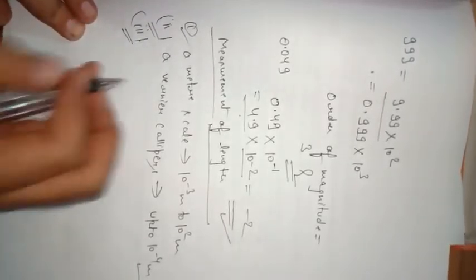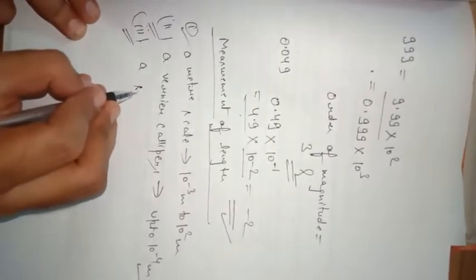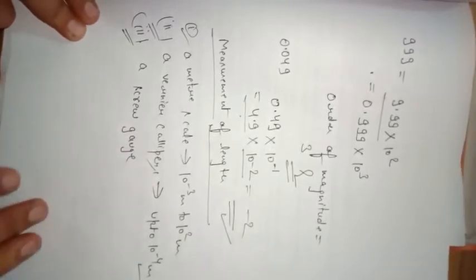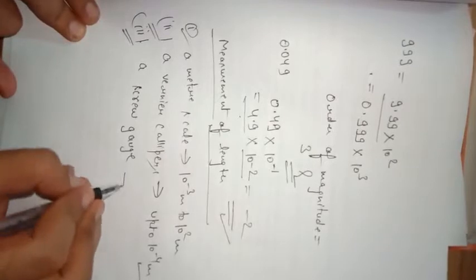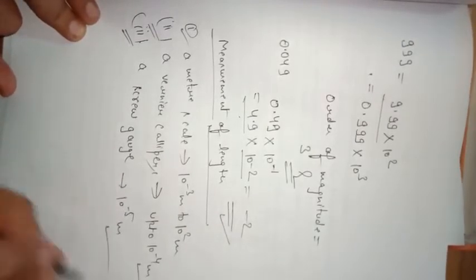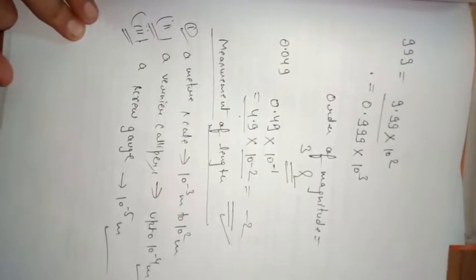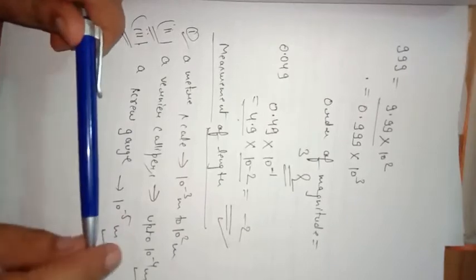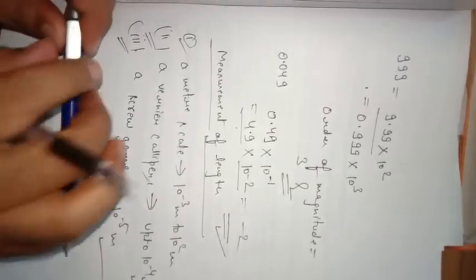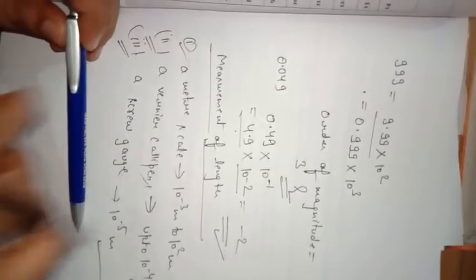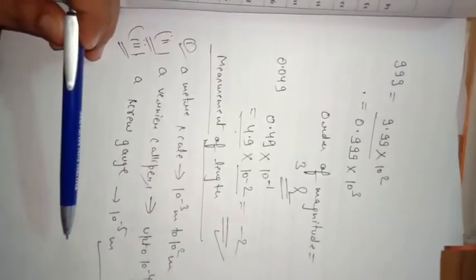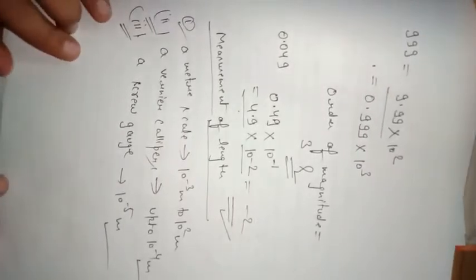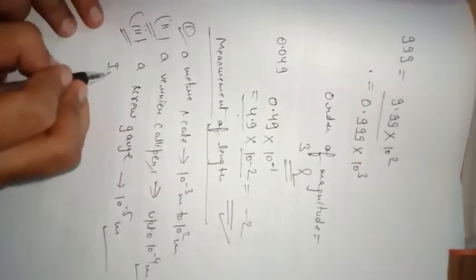Now students, the third one is a screw gauge. This is a little bit similar to the vernier calipers, and this ranges up to 10^-5 meter. Now students, these are the direct methods. Suppose I have to measure the length of this pen, I have a scale and I measure it. Suppose I have to measure the thickness of this, I have a vernier calipers and I measure it. Or I have a screw gauge and I measure it. So these are direct methods. We are measuring directly. Right now we are going to discuss a few indirect methods for measuring length.